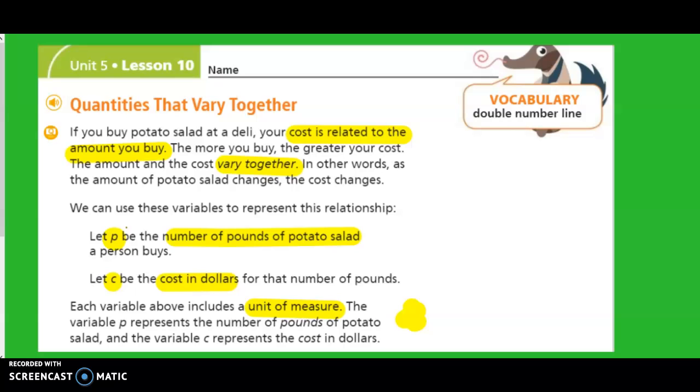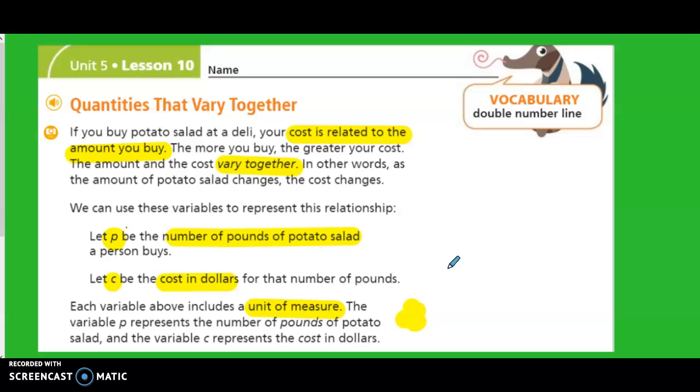We can set up some different situations, and we'll be making a table, making a graph, and writing an equation so we can find the cost for any amount of potato salad. That's the definition of algebra. Usually when you assign a variable, you take the item you're talking about and pick the first letter of that item. So in this example, P will stand for the number of pounds of potato salad a person buys. C will represent the cost in dollars for that number of pounds.